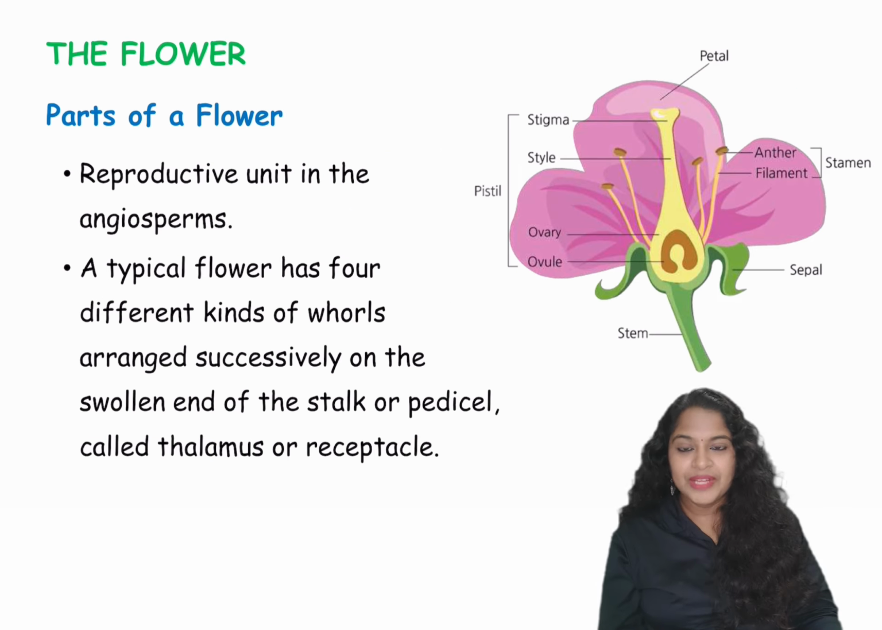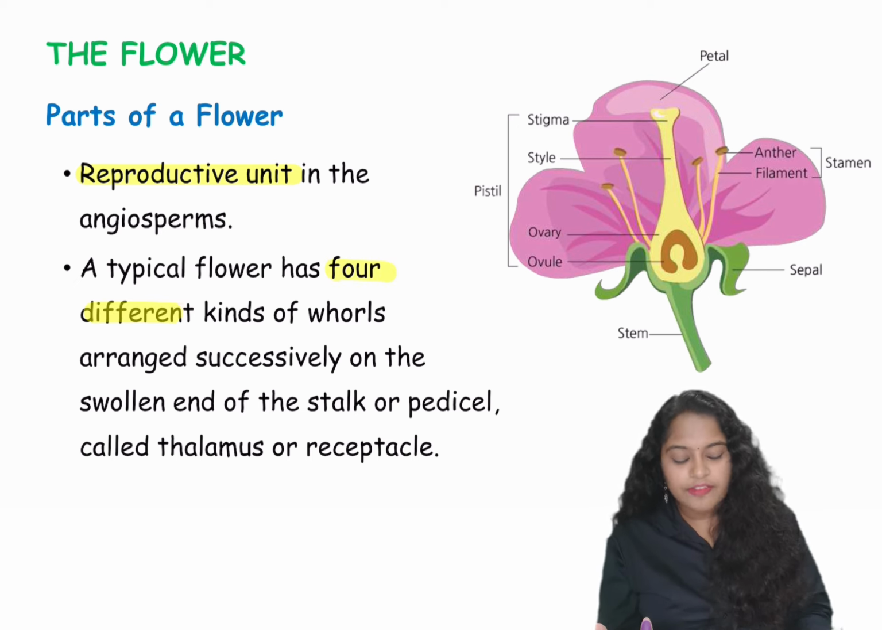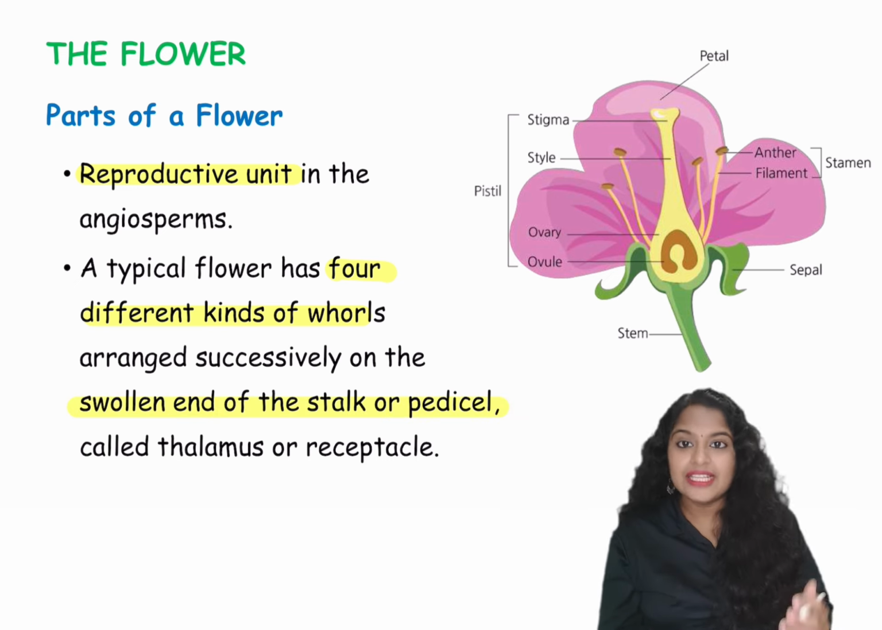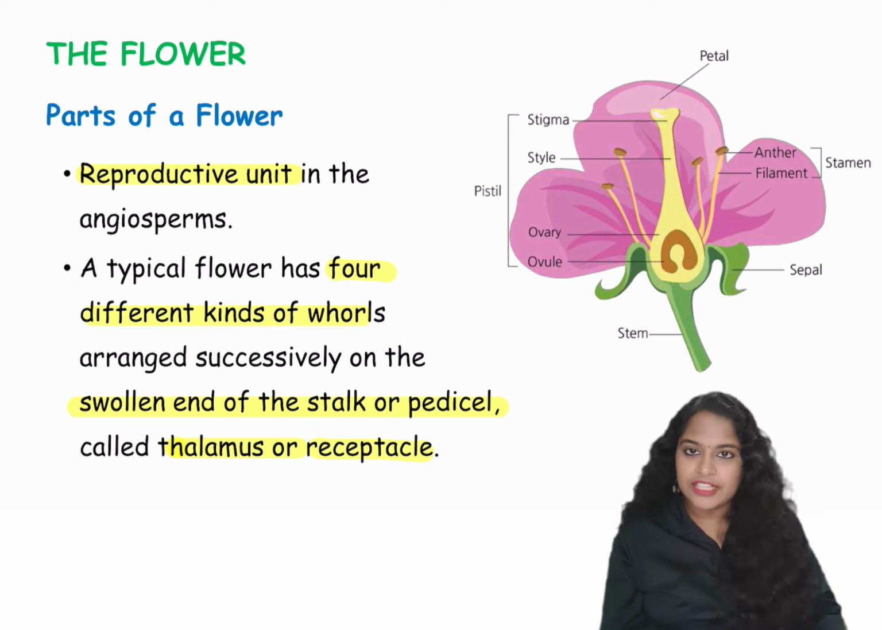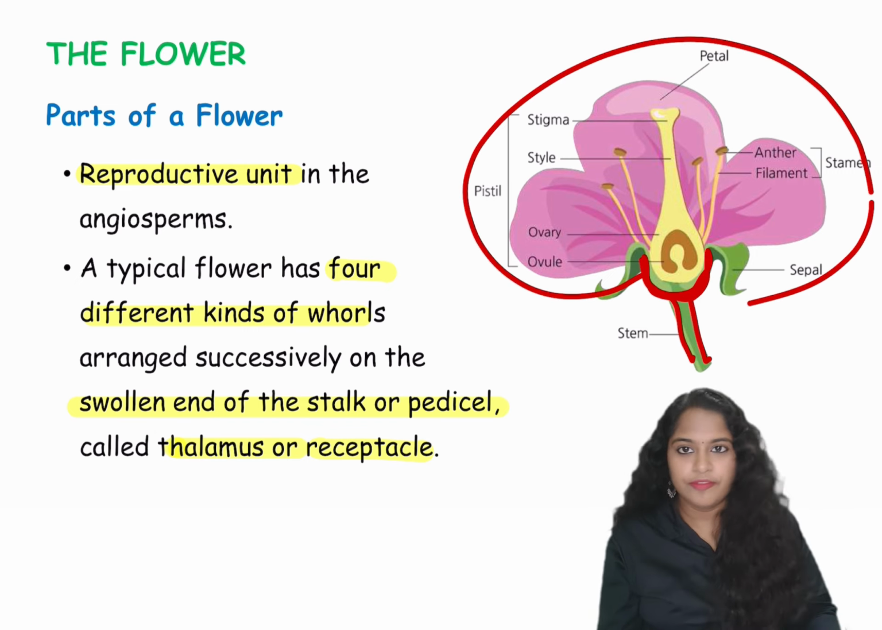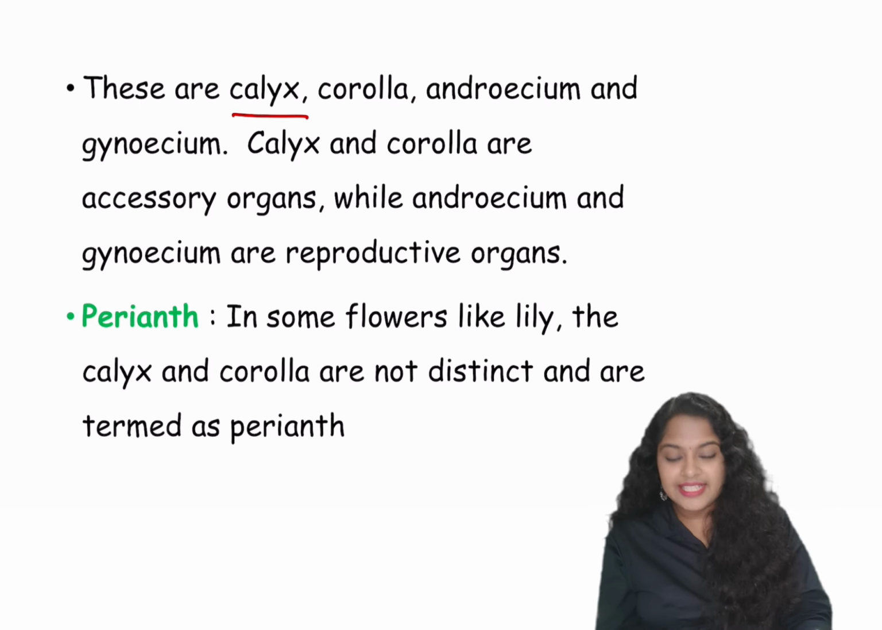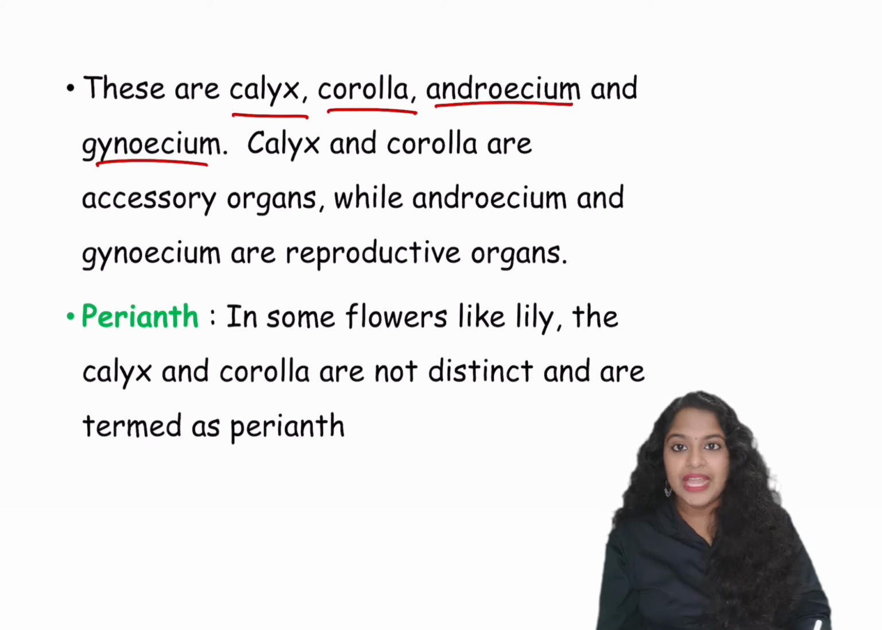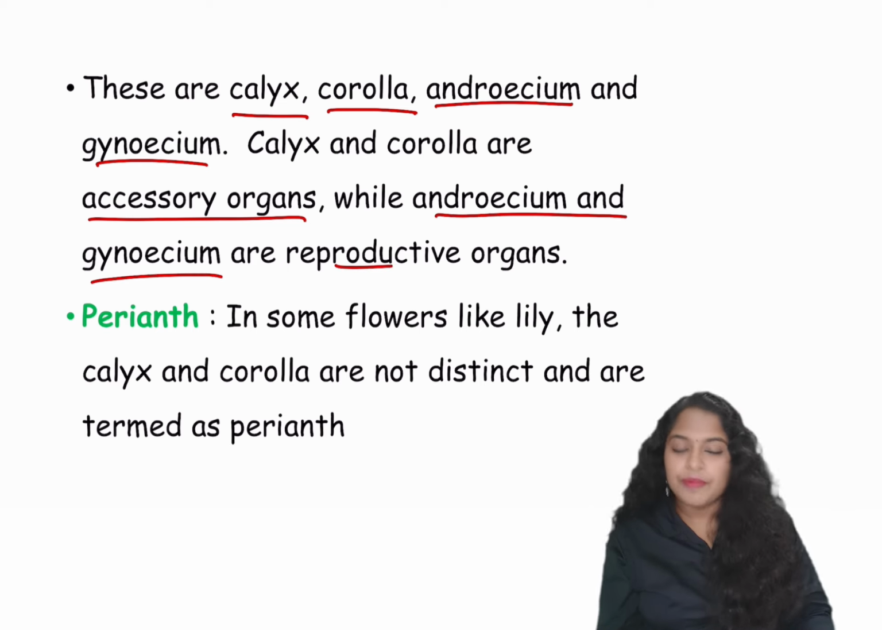Next is the flower. The flower is the reproductive unit of angiosperms and a typical flower has 4 different kinds of whorls which are arranged successively on the swollen part of the stalk, or pedicel, called the thalamus or receptacle. So this is the structure of the flower. This is the stalk or pedicel and it has a swollen part called the thalamus or receptacle on which all the whorls of the flower are arranged. What are the 4 different kinds of whorls? These whorls are calyx, corolla, androecium and gynoecium. Calyx and corolla are the accessory organs whereas androecium and gynoecium are the reproductive organs.